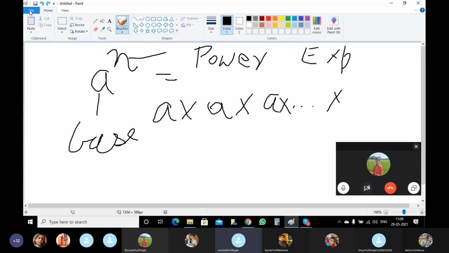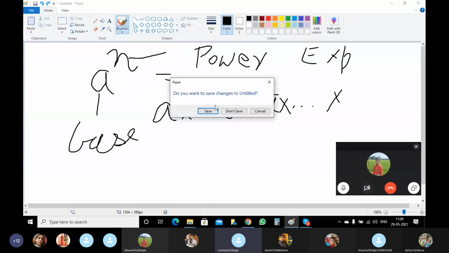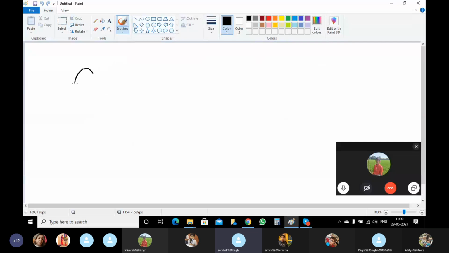Now, what will happen if I have to divide this a^n by a, and n is positive? When n is positive, divided by a, then what is happening? We are just subtracting the power by 1. Yes or no?